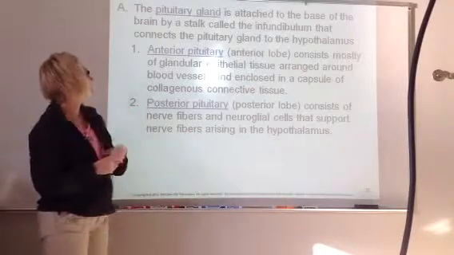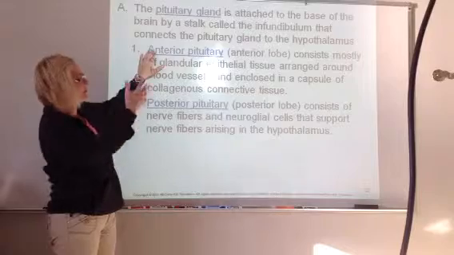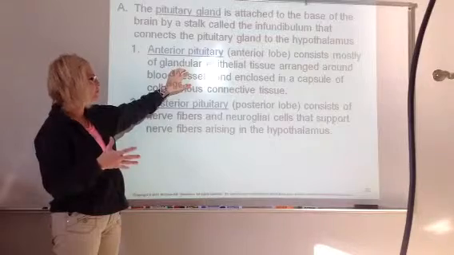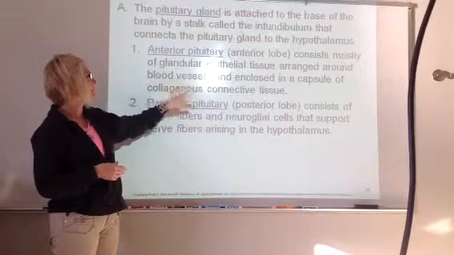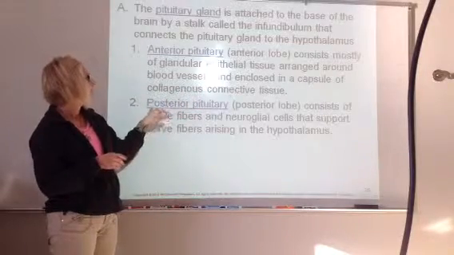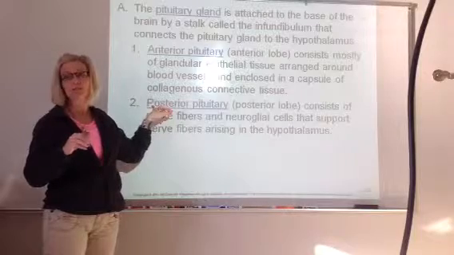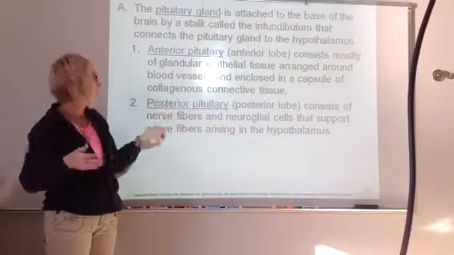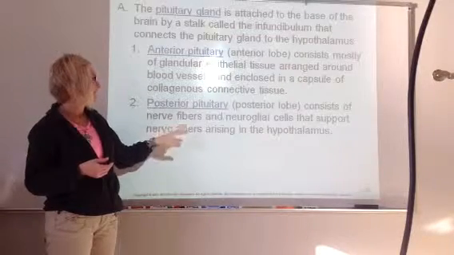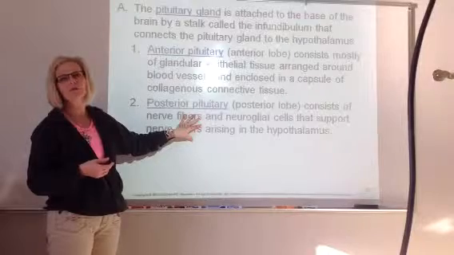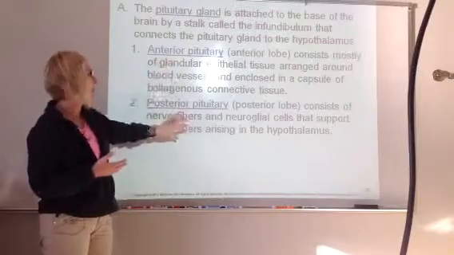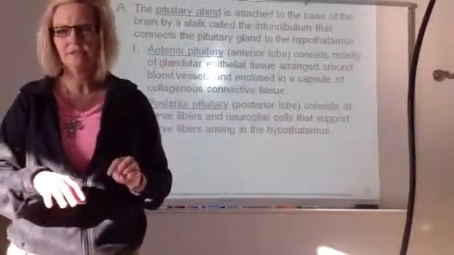work directly together. So anterior pituitary, the front part, the front lobe, consists of the glandular tissue, surrounds blood vessels, and then it's surrounded by collagen. So it's protected very well. The posterior part is very much different, actually. So the back lobe consists of nerve fibers, neuroglial cells, and they deal more with the nervous system. Anterior is going to deal more with the endocrine system. Posterior is going to actually deal more with the nervous system.